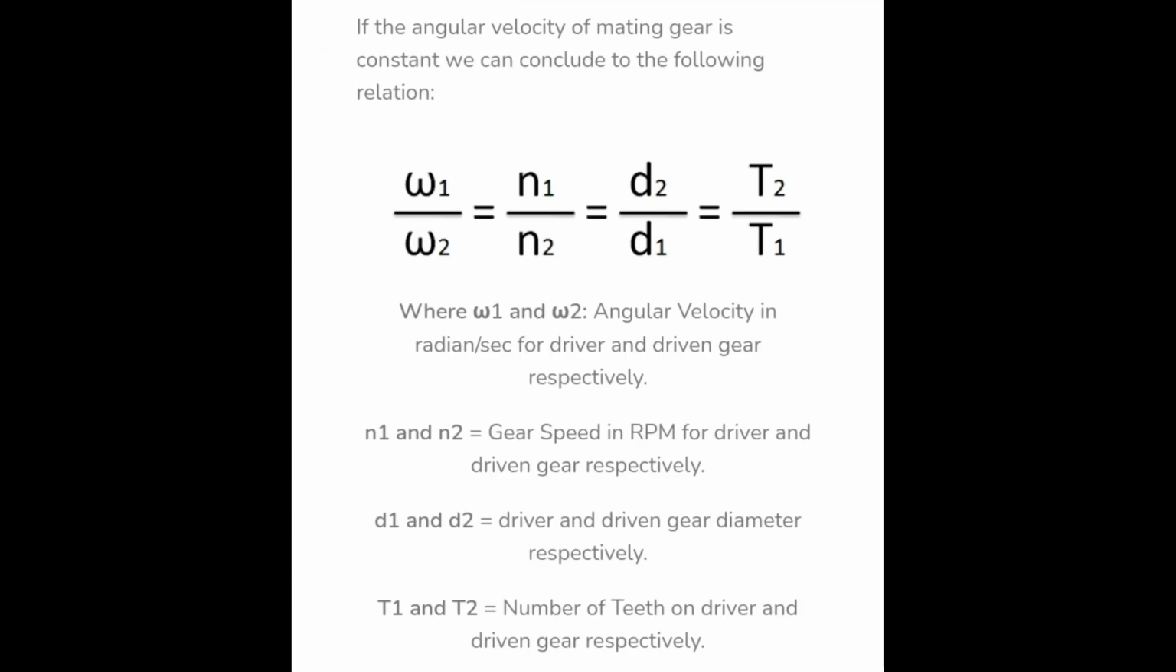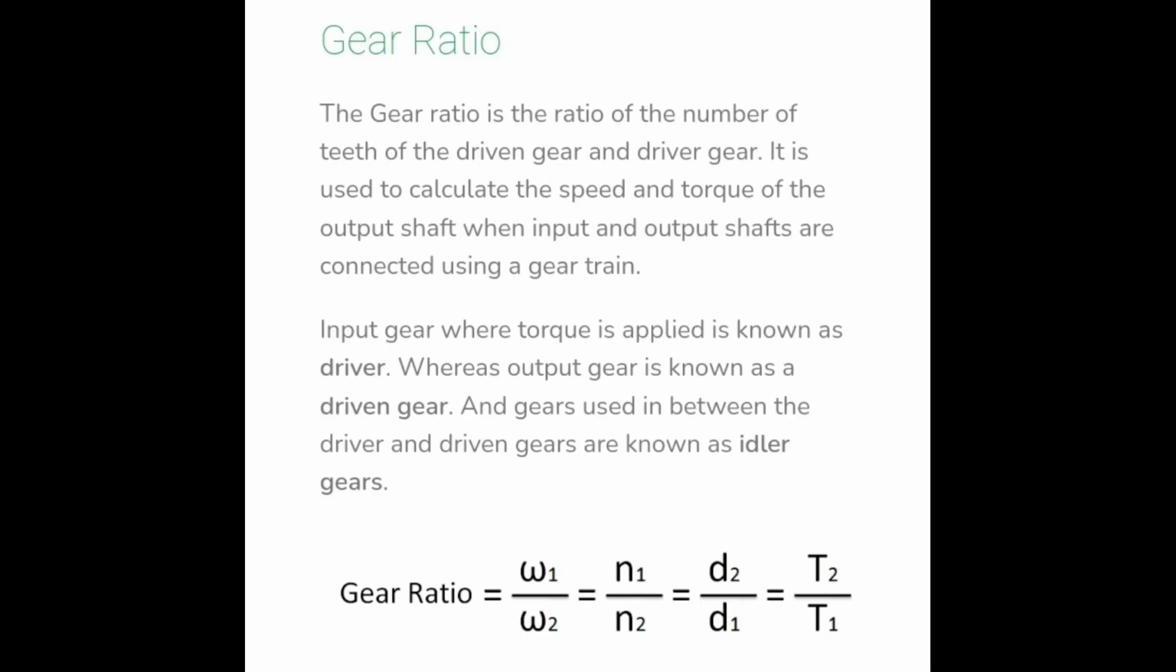Here, as the angular velocity of mating gears is constant, we can conclude the following relation: W1 upon W2 is equal to N1 upon N2 is equal to D2 upon D1 is equal to T2 upon T1, where W1 and W2 are the angular velocity in radians per second of the drive and driven gear respectively, N1 and N2 are gear speeds in RPM, D1 and D2 the diameters respectively, and T1 and T2 the number of teeth of the drive and driven gears.